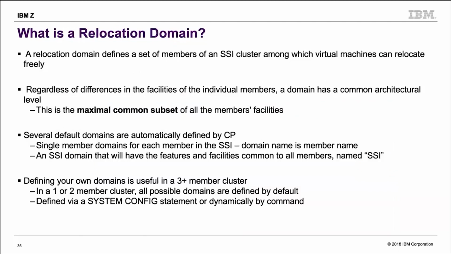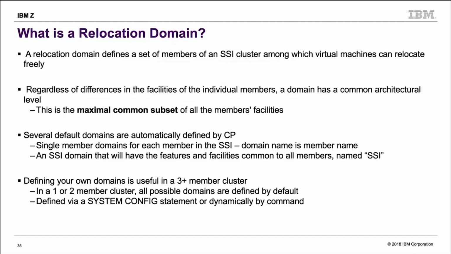So one of the key aspects of a relocation domain is what we have been calling this virtual architecture level, right? In other words, of the members defined in this domain, what is the maximal common subset of all the members' hardware and software facilities and features? Once I know that maximal subset, I can run my guests at that virtual level and pretty much guarantee that relocations within that domain can happen freely and without risk of breaking that architecture requirement.